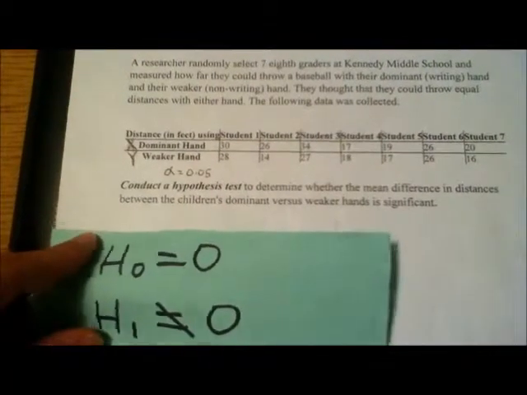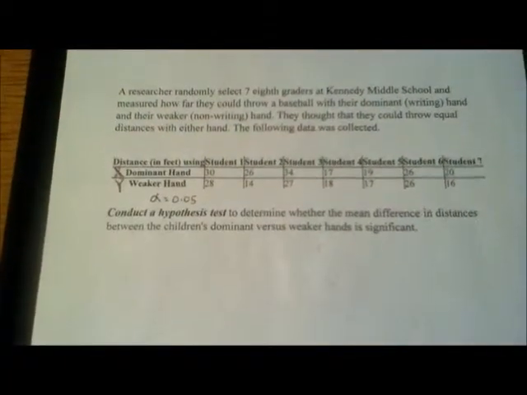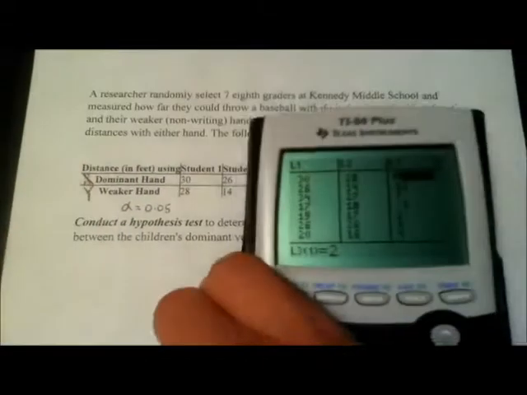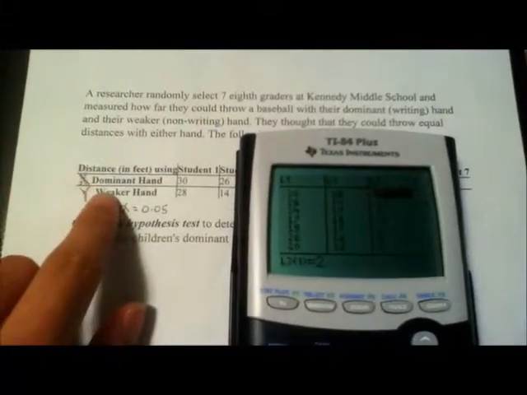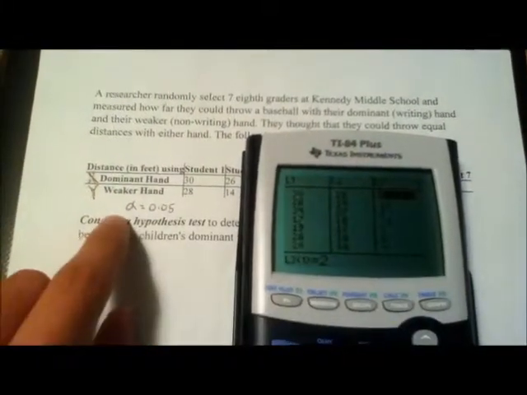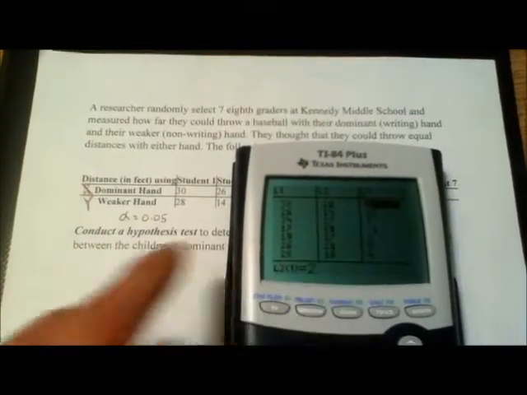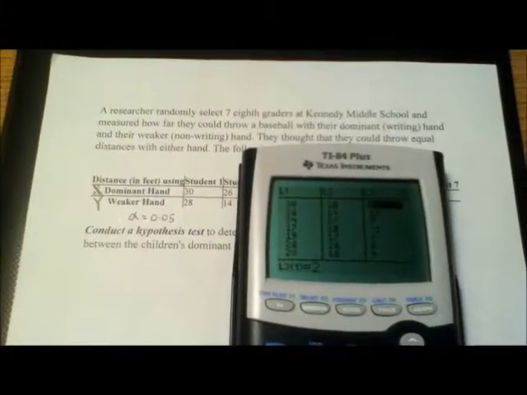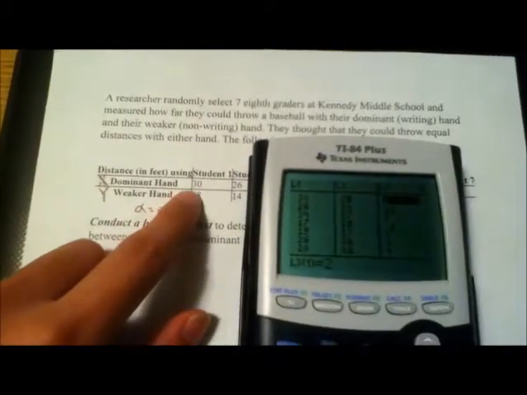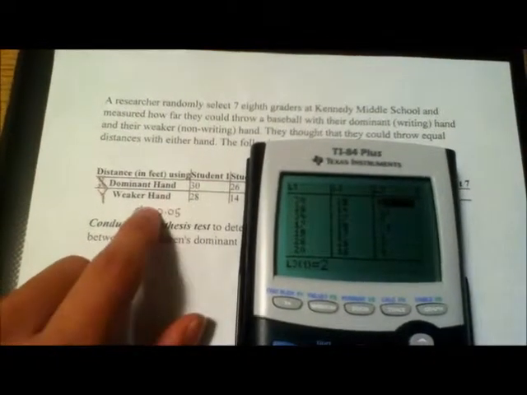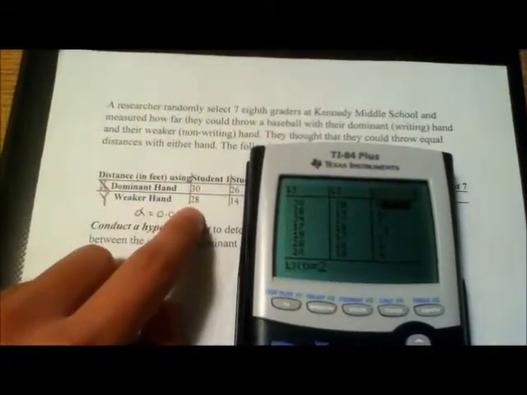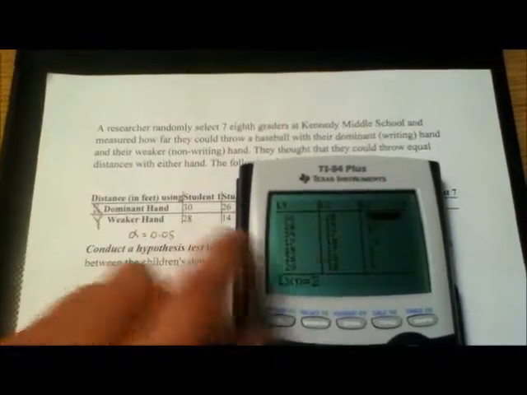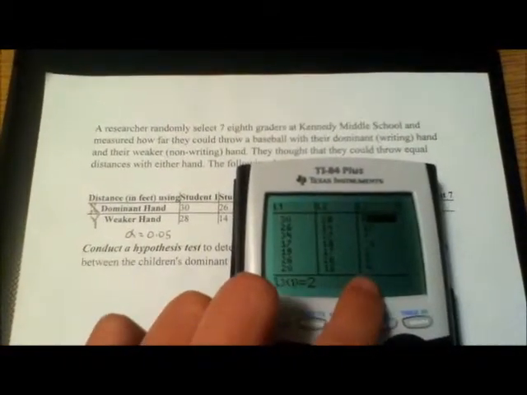Then what we want to do next is compute the differences between the dominant and non-dominant hand, which in this case means typing the data for the dominant hand into L1 and the data for the weaker hand into L2. What you want to do next is find the differences. For example, student 1 can throw 30 for the dominant hand and 28 for the weaker hand. You want to calculate 30 minus 28, which gives you 2. You want to type that into L3. Once you have that, you do the same for the rest of the students.